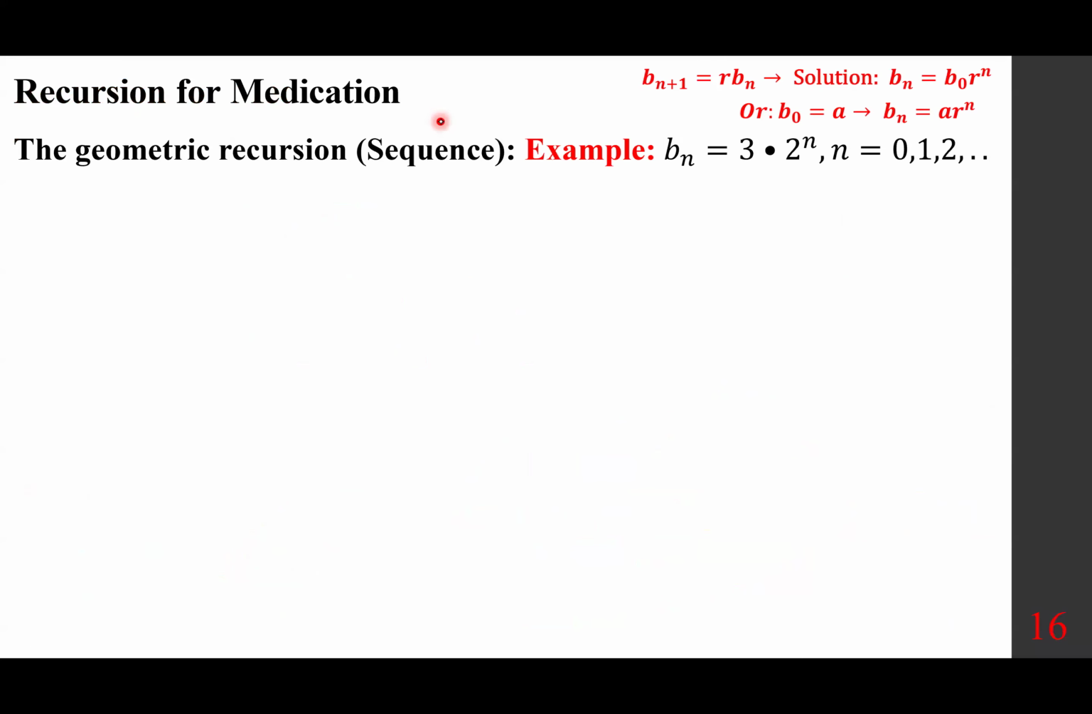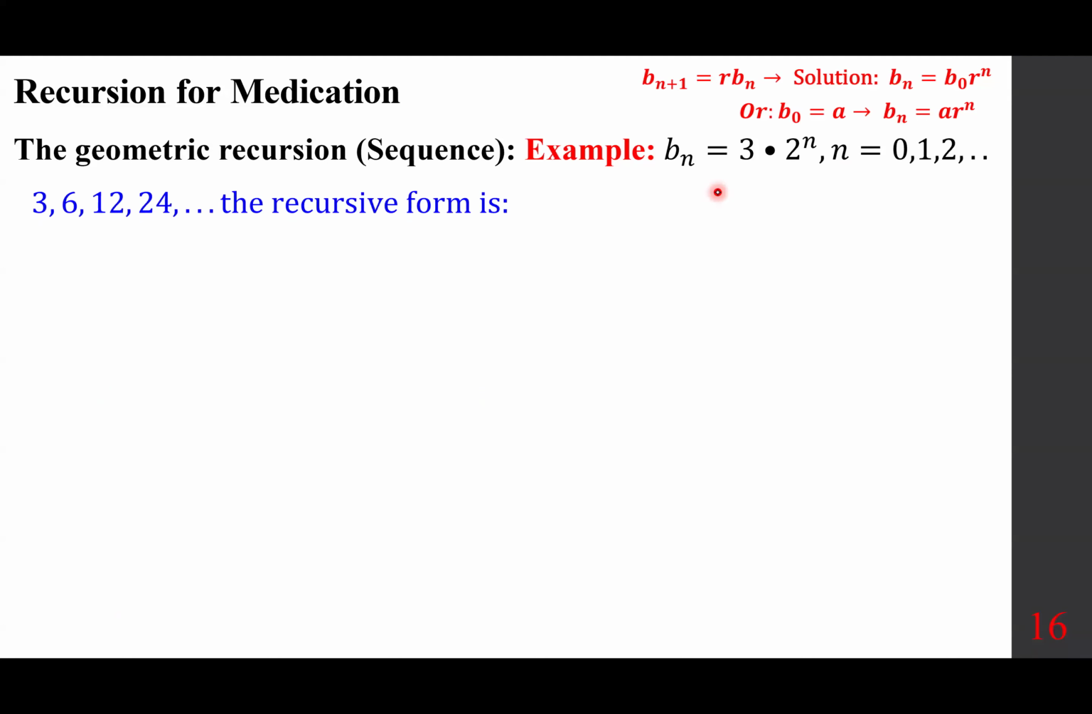Recursion for medication: we remember the geometric sequence, the geometric recursion. Example: B sub n is 3 times 2 to the power of n, for n equals 0, 1, 2. Just something we have seen. If you replace the n with 0, you get 1, so you get 3. With 1, you get 2 times 3, 6. With 2, you get 4 times 3, 12, and so forth. This is the basic geometric sequence we are familiar with.